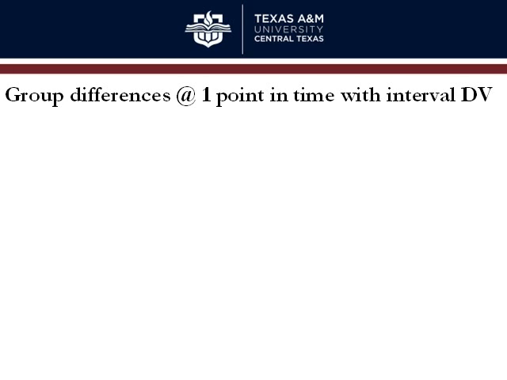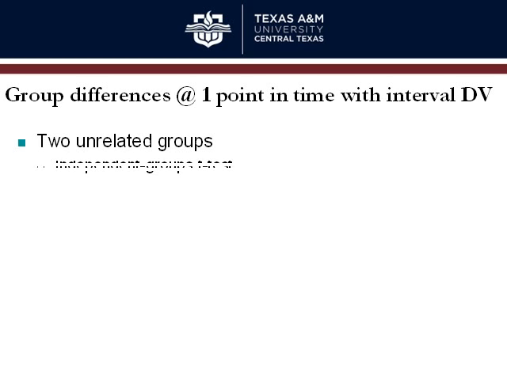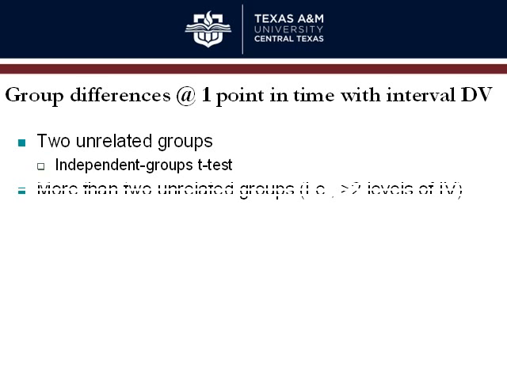Okay, so if you're looking at group differences at one point in time with an interval dependent variable, so some sort of continuous DV, you ask, are these groups different on that dependent variable? If you have two unrelated groups, so a between subjects independent variable, independent groups, you'd simply use an independent groups t-test. So does this group have more of this thing than this other group? Do they differ? Okay, easy.